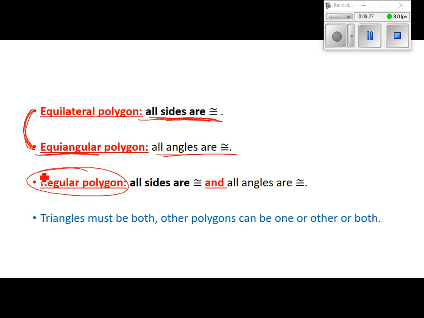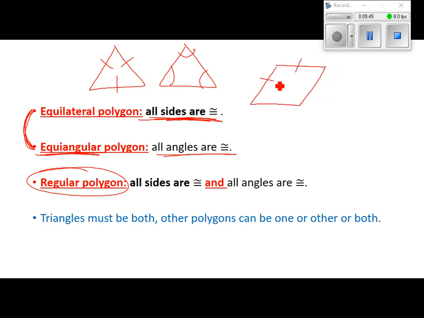Triangles, when we had a triangle that was equilateral, it also had to be equiangular. But a triangle is the only polygon that works for. If you have a four-sided figure that's equilateral, it could look like this, and that doesn't mean it's equiangular. This is a rhombus, and we'll talk about it here in a minute. If we have a four-sided figure that's equiangular, it could look like this. It could just be a rectangle, but that doesn't mean it's equilateral. And that works for all the other polygons too.